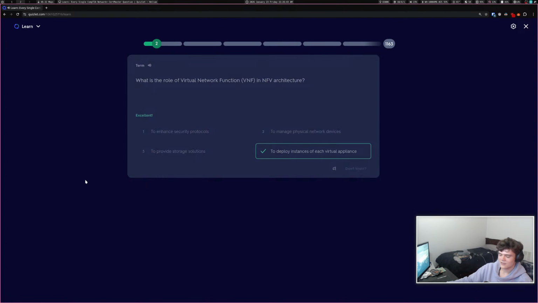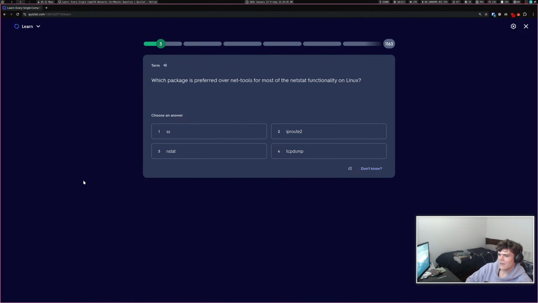Guess this one. Which package is preferred over NetTools for most of the NetStat functionality? Which package is preferred over NetTools? IP Route 2?